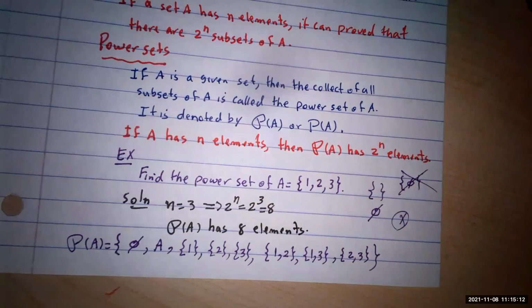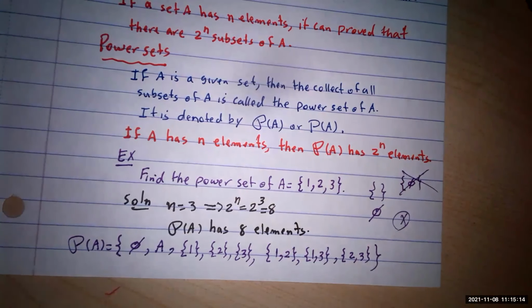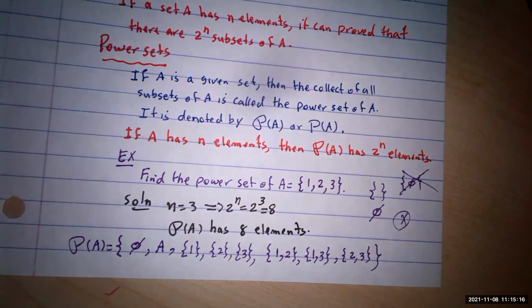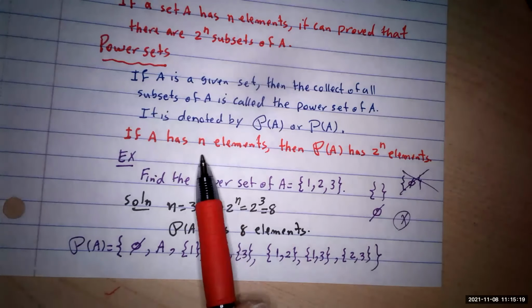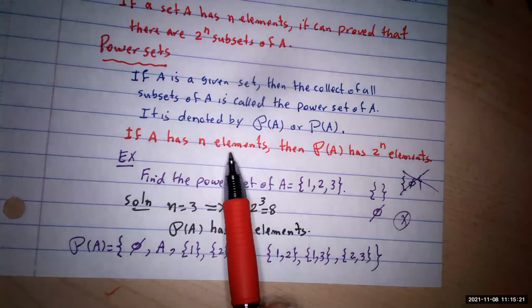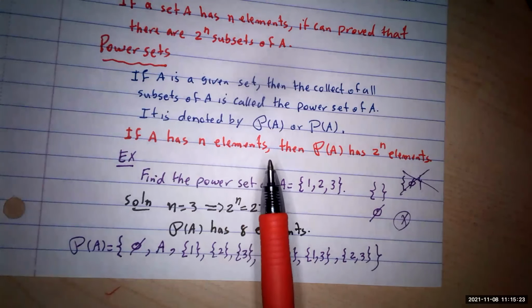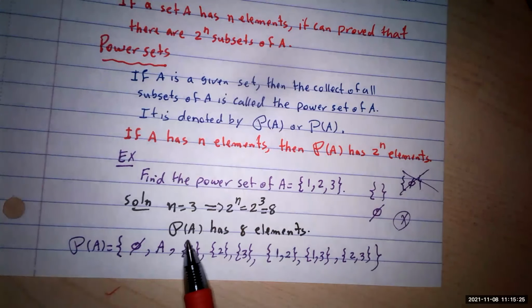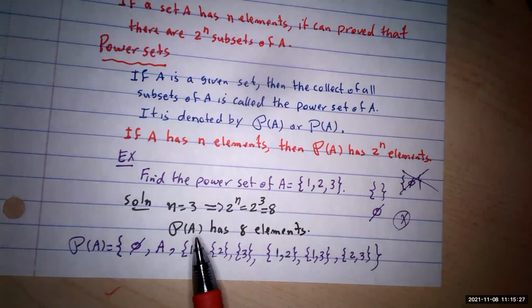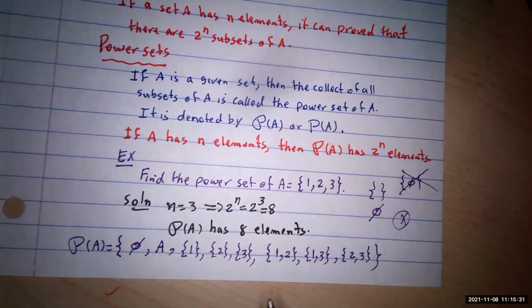If a set is given, we are able to list all the subsets. And we know that if the set has n elements, then we have 2 to the n subsets. We denote that by P of A, and we call it the power set. So the members of the power set are sets.